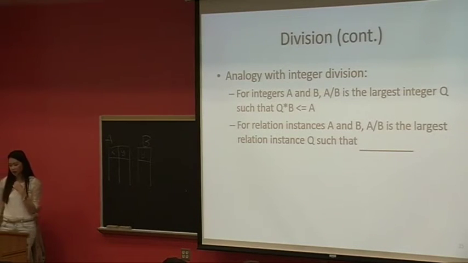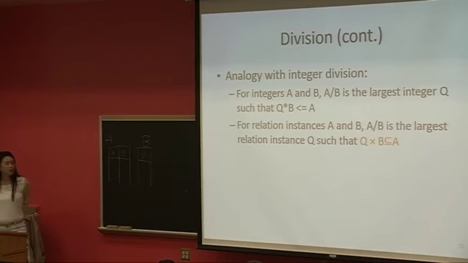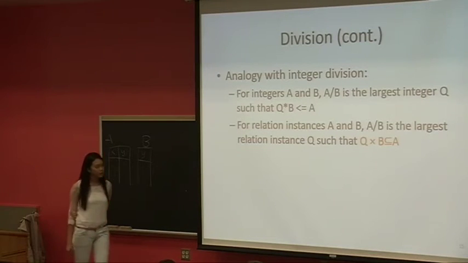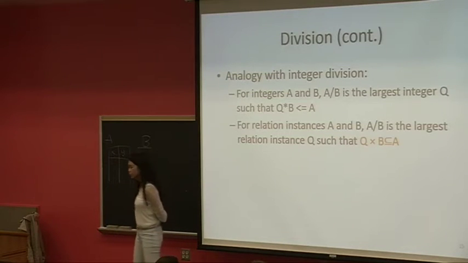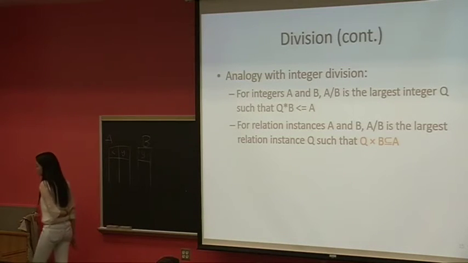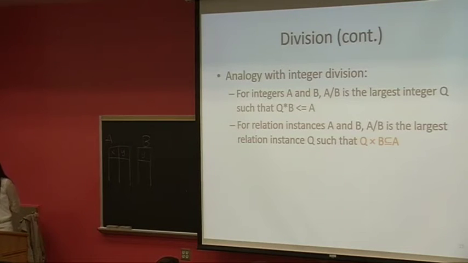If you think of it with our relation instances, we change the concept from integers to relation instances A and B. Then A taking a division on B should return the largest relation instance Q such that this is satisfied. It means that when we take a cross product between Q and B, it should still be a subset of A.